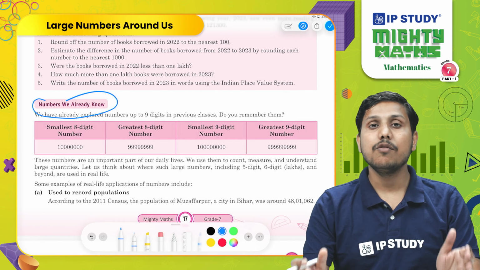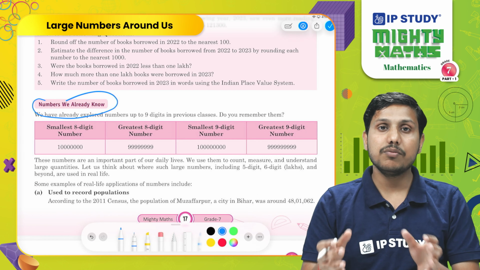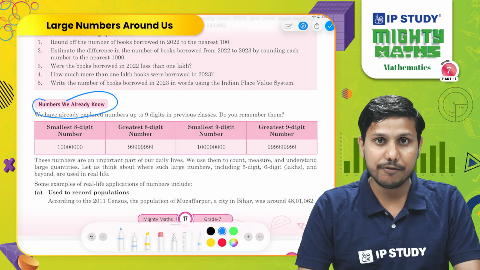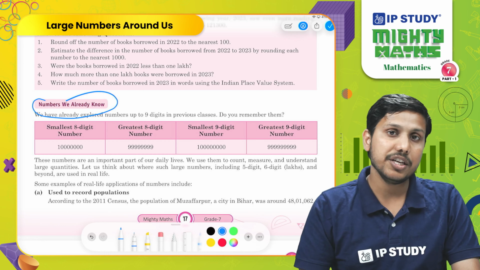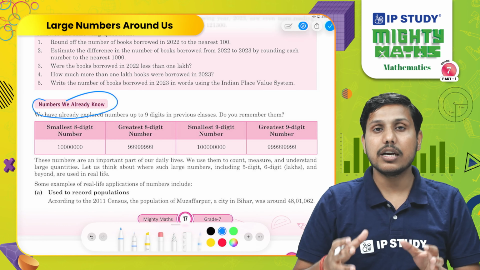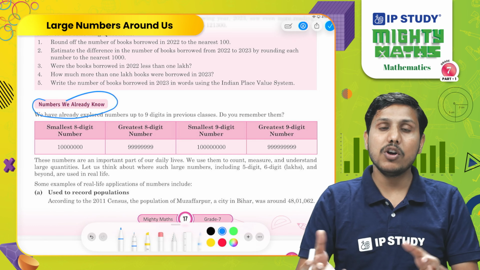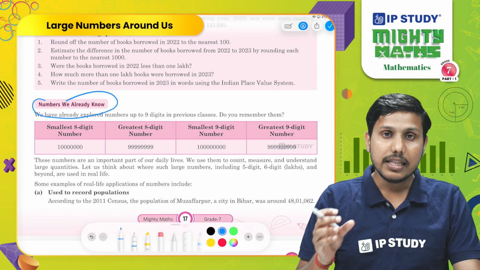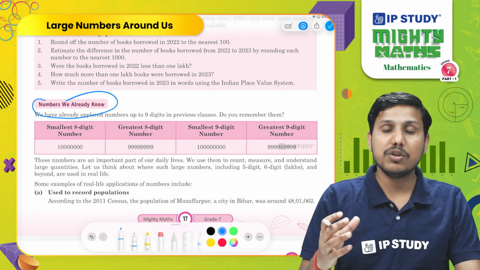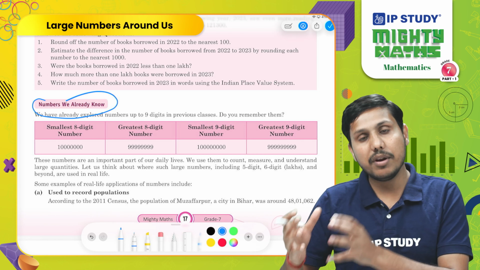So students, we know that we see some numbers in our day-to-day life, like in counting population or in financial transactions. We come across various numbers which we already know how to read and write. These numbers are up to 9 digits, which we have already understood in our previous classes.